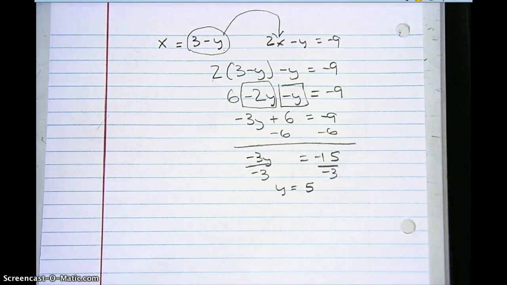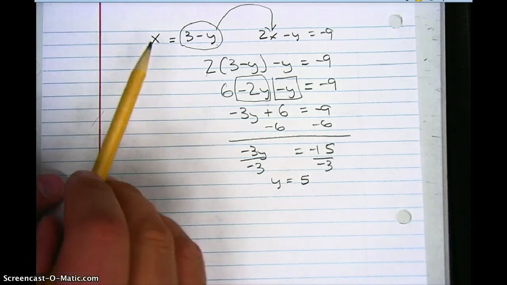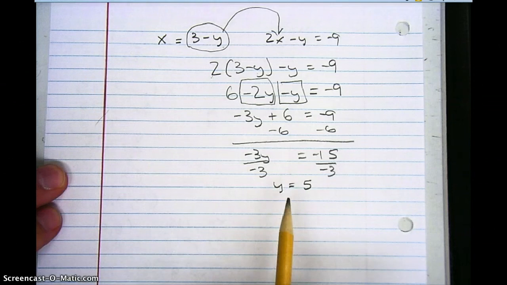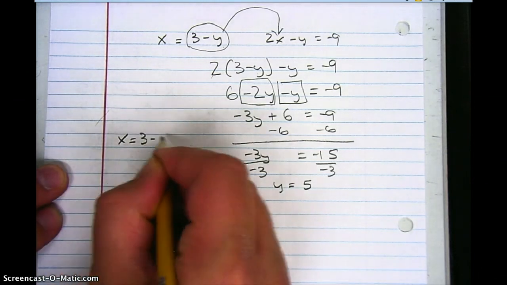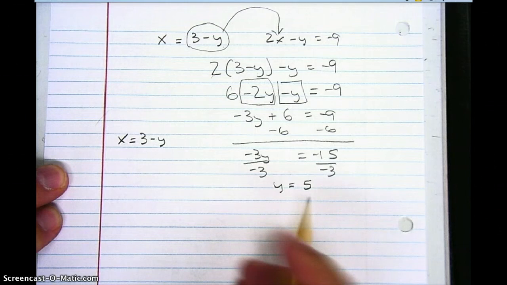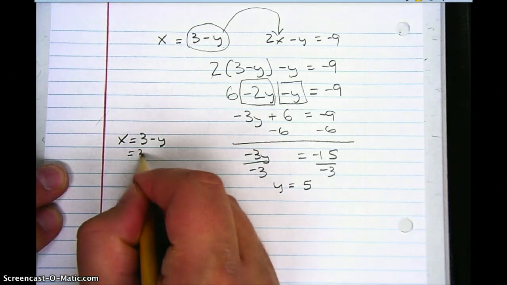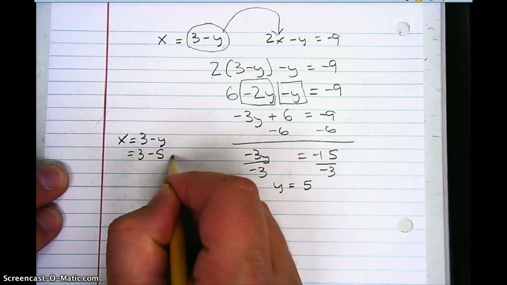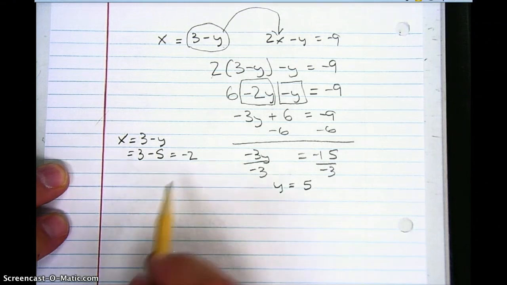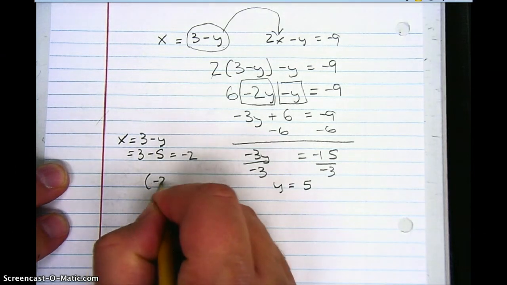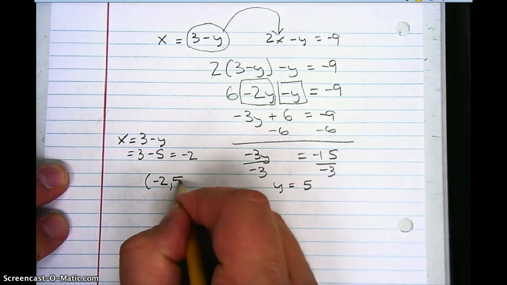So the equation I have is y is equal to 5. Now I've got to solve for x, and once I do that, I'll be all set. So let's put it into this one, which looks like the easiest one. I know that x is equal to 3 minus y, but y is really 5, so it's equal to 3 minus 5, which is equal to negative 2. So my point of intersection is x of negative 2 and y of 5.